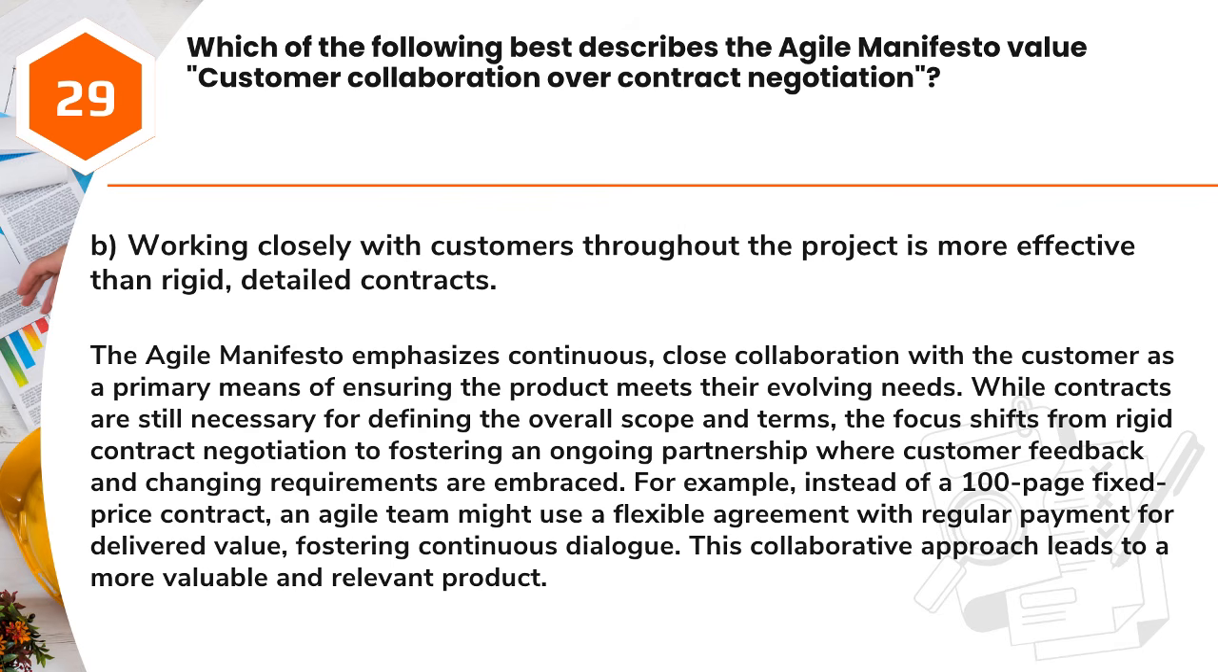For example, instead of a 100-page fixed-price contract, an Agile team might use a flexible agreement with regular payment for delivered value, fostering continuous dialogue. This collaborative approach leads to a more valuable and relevant product.